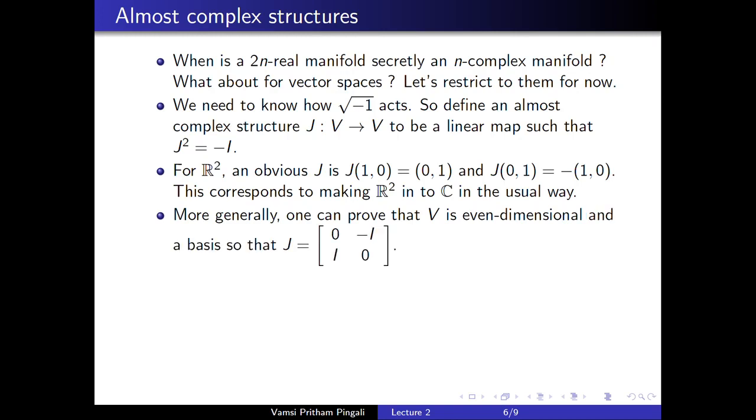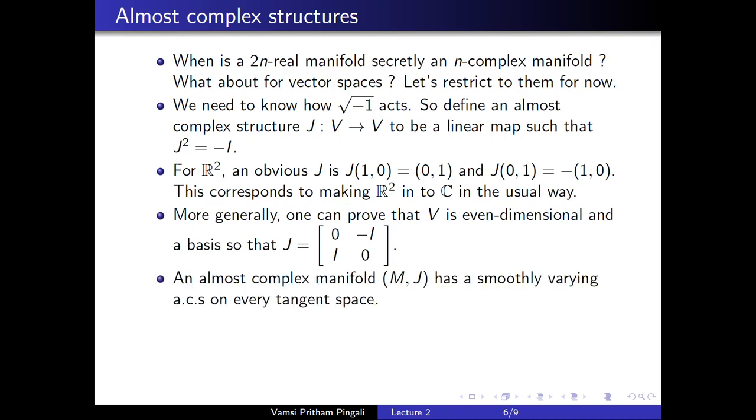One requires to put in a little more effort, and I urge you to do so if this is the first time you're seeing these things. You can always find a basis of this finite dimensional, even dimensional vector space so that J is standard, namely it looks like this one. Okay?